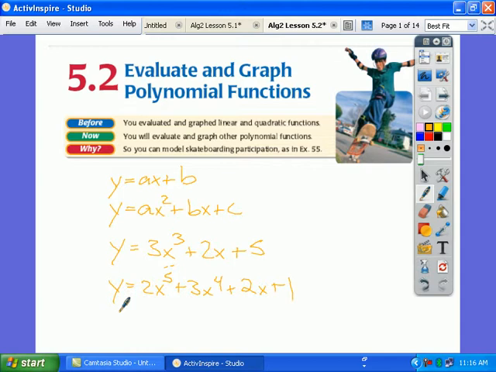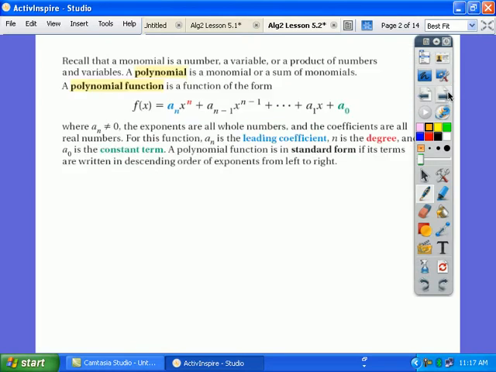The last thing is the term leading coefficient. First thing to note is leading coefficient does not mean the biggest coefficient. Leading coefficient is the number attached to the variable with the highest exponent. So we call this term the leading term, and the coefficient is called the leading coefficient. And I think we see that a little bit on the next slide.